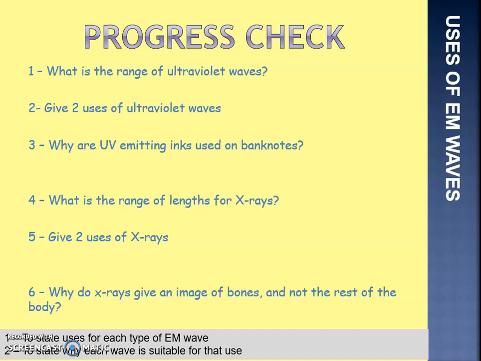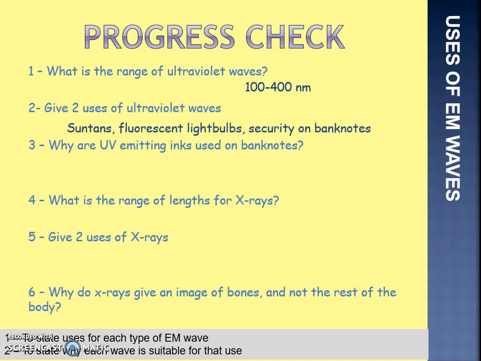Okay, question 1. What's the range of ultraviolet waves? It's from 100 to 400 nanometers. 2 uses of ultraviolet, we've got loads. Suntans, fluorescent light bulbs, security on banknotes, killing germs in dirty water.